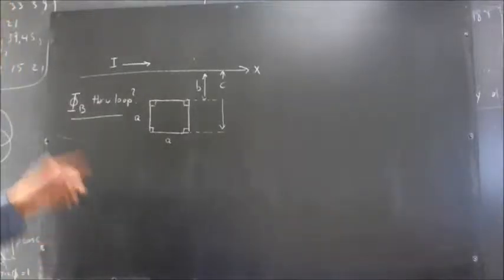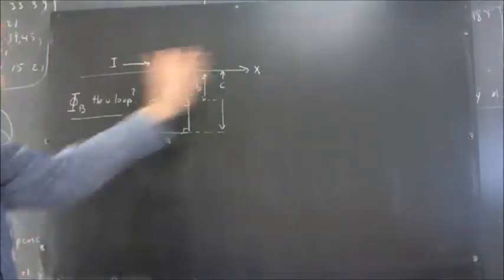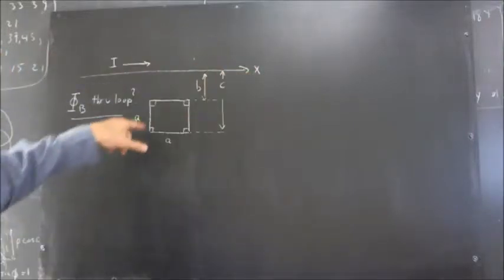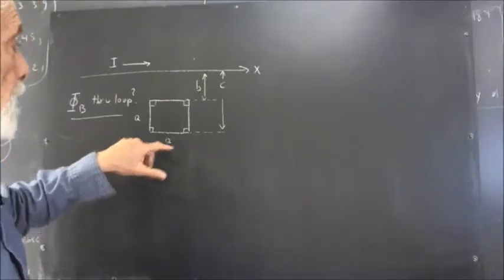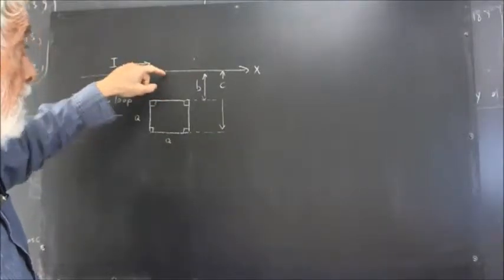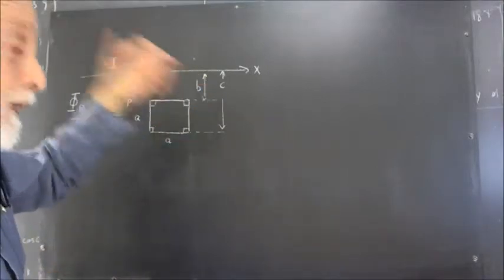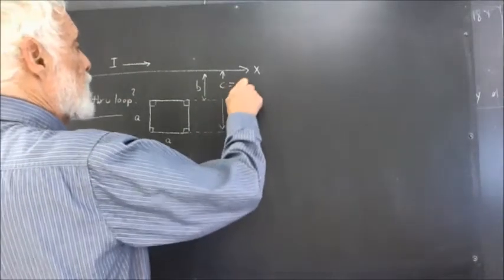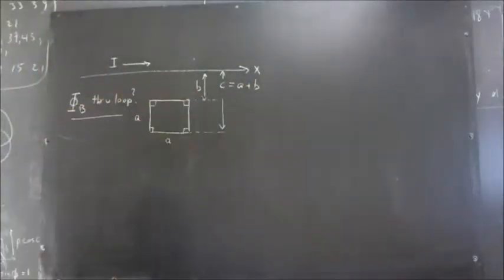Okay, next situation. We have the x-axis, with a constant current I flowing along the entire x-axis, an infinite line of current. We have a square loop with sides A, and it's at proximity B. This side is at proximity B to the current, and this side at proximity C to the current, and of course C equals A plus B. So I didn't really have to specify a C, but I went ahead and did it anyway.